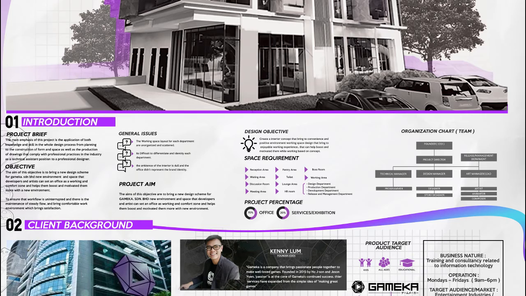Therefore, the office should have the space requirements that are needed. As examples: reception area, waiting area, discussion room, meeting area, pantry area, toilet, luggage area, HR room, bus room, working area, boss room, and four departments: design department, production department, development department, and release and management department, which is the license and publishing department. For this project, the percentages are 70% for office and 20% for service and exhibition.